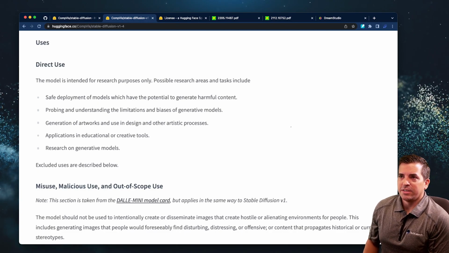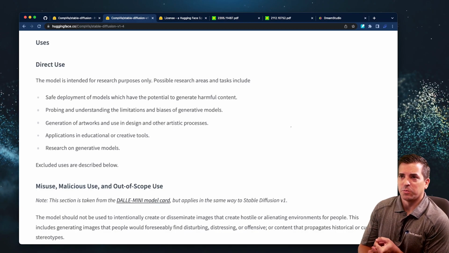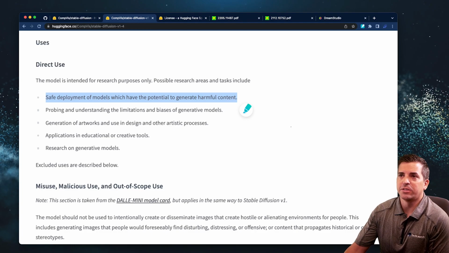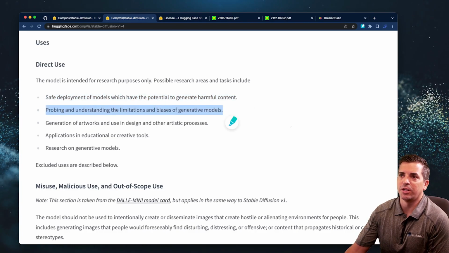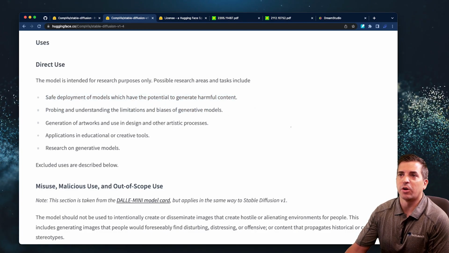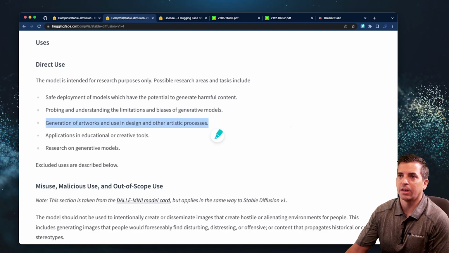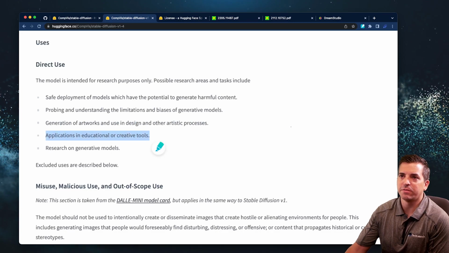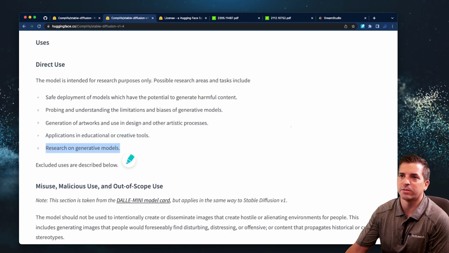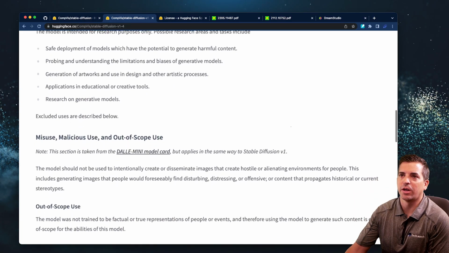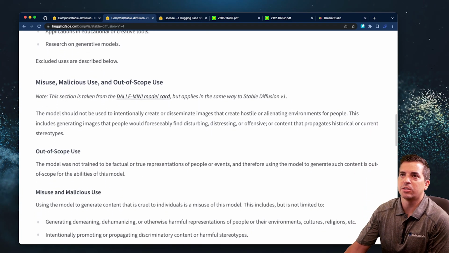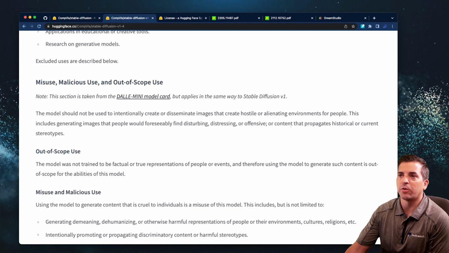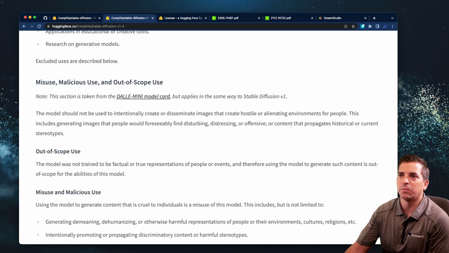Possible research areas and tasks include safe deployment of models which have the potential to generate harmful content, probing and understanding the limitations and biases of generative models, generation of artworks and use in design and other artistic processes, applications in educational or creative tools, and research on generative models. Excluded uses are described below. So misuse, malicious use, and out-of-scope use. This is taken from the DALL-E mini model card, but applies in the same way to Stable Diffusion.